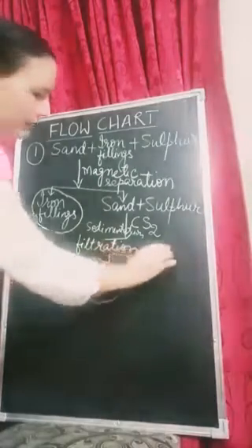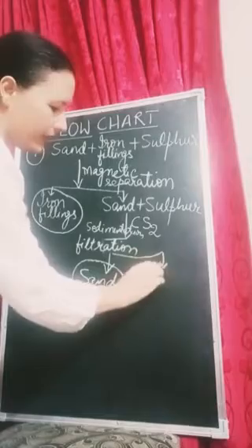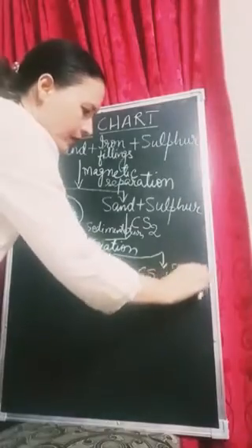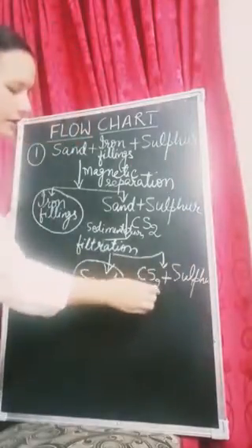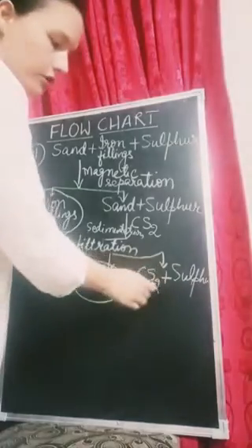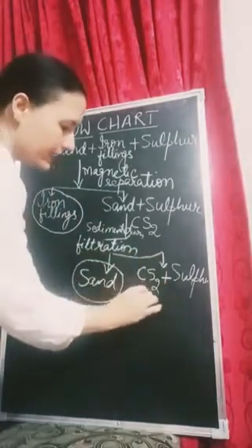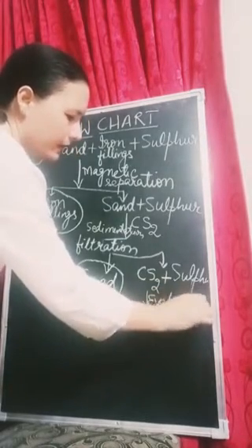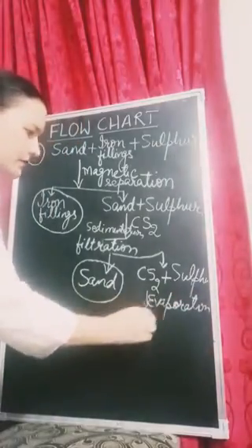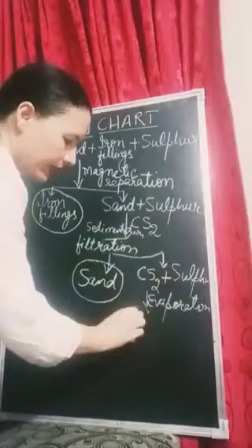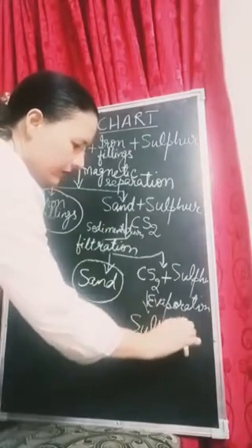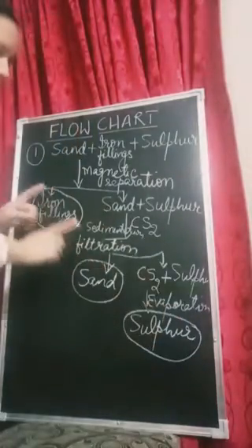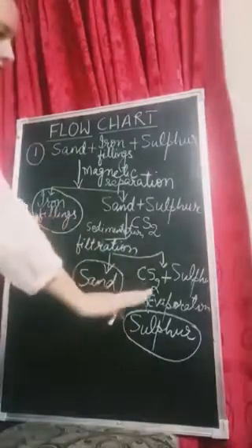And here I am left with carbon disulfide plus sulphur. So what to do with this? Here this is a solution because this has dissolved in this. Then the next step is evaporation. We do evaporation and that will separate the sulphur and carbon disulfide and I'll get sulphur. So I am here with all three things: iron filings, sand and sulphur. Three things are completely separated.